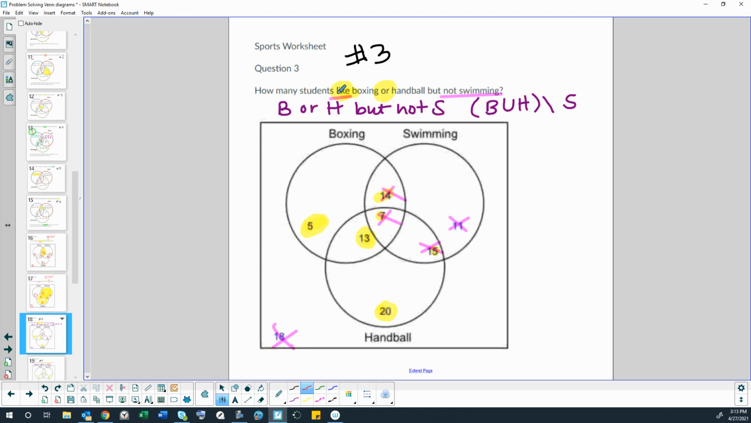Okay, question number 3. How many students like boxing or handball, but not swimming? So first of all, let's look at boxing or handball. That's everything I've highlighted in yellow in both of these circles, right? Boxing or handball, that's all of that. However, we're going to do the relative complement, which means we eliminate the items that are also in swimming. So getting rid of the items in swimming and also not including this outside number, we are going to just be adding these 3 numbers together.